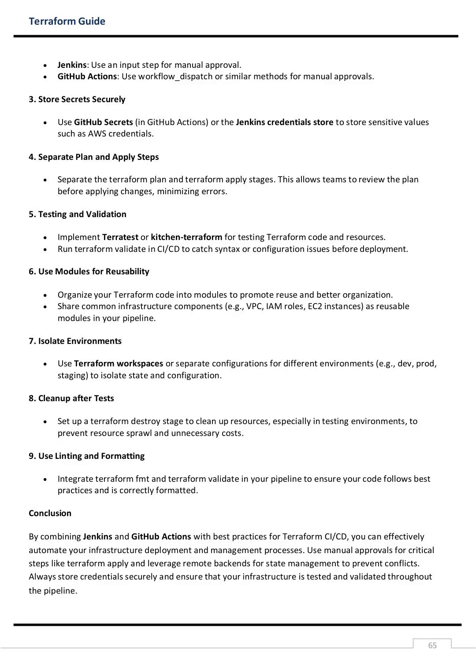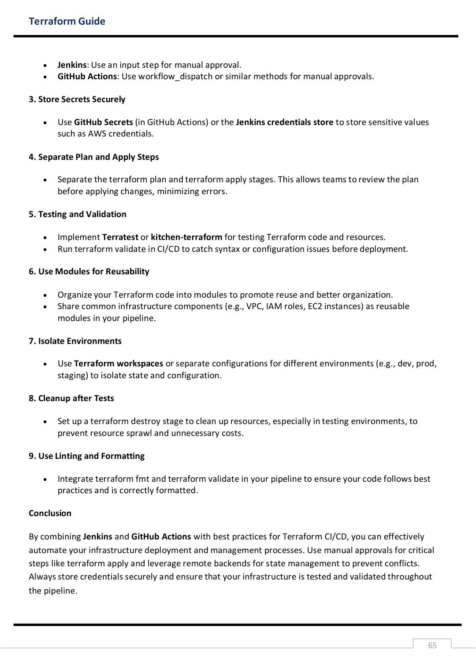5. Testing and validation. Implement Terratest or Kitchen Terraform for testing Terraform code and resources. Or run terraform validate in CI/CD to catch syntax or configuration issues before deployment. 6. Use modules for reusability. Organize your Terraform code into modules to promote reuse and better organization. Share common infrastructure components, for example VPC, IAM roles, EC2 instances, as reusable modules in your pipeline.